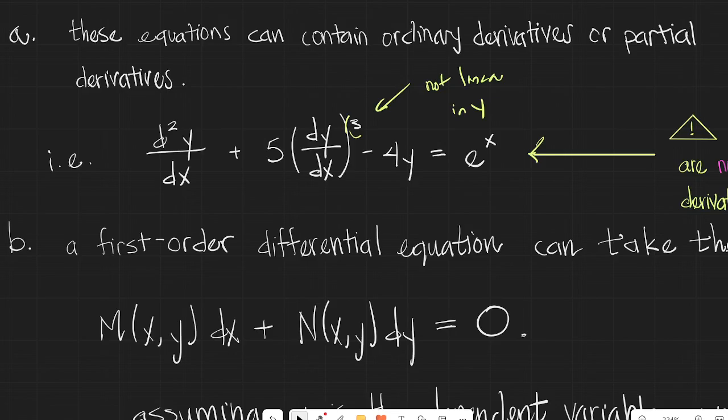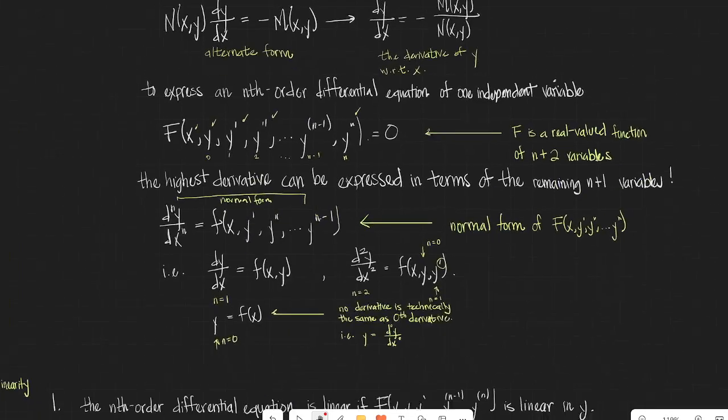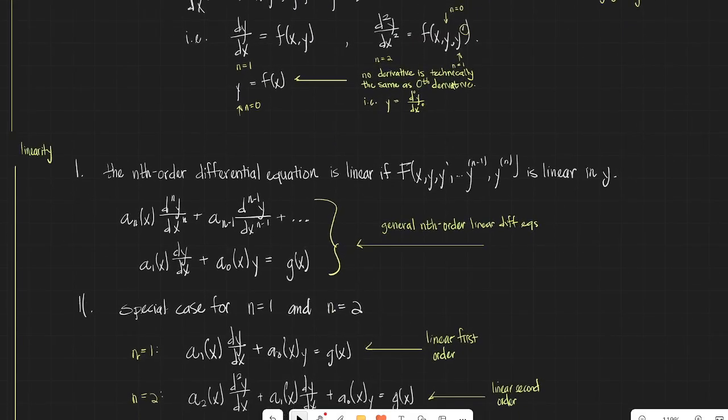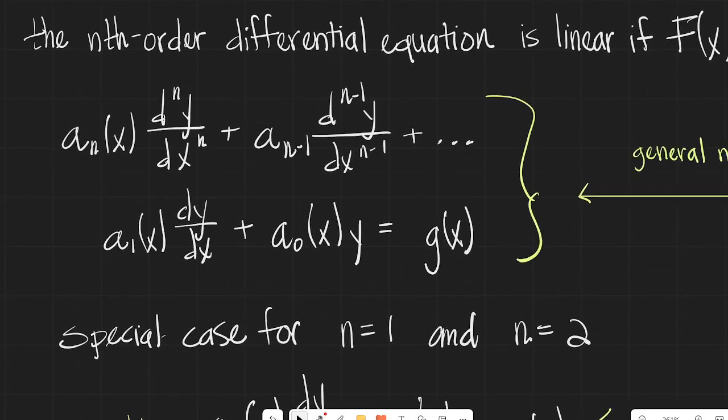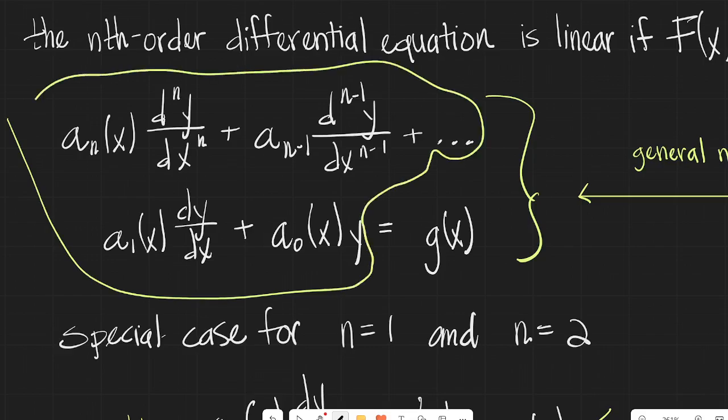Okay, so that is what linearity means, and you'll typically see it in this form. So you'll have 4 terms on the left-hand side of the equation, and then you have some forcing function g of x on the right-hand side of the equation.